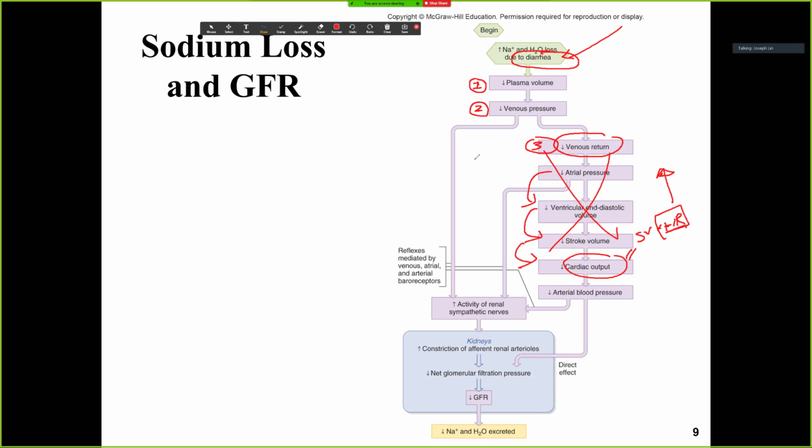And then on the far left here, you'll see because your blood pressure has dropped down so much, some of these nerves are going to pick up signals. The baroreceptors are going to pick up the signals. Less blood is going through the brain and through the aortic arch. So the sympathetic nerves are going to then fire up, and particularly the ones going to the kidneys. So this is what's going to happen then.